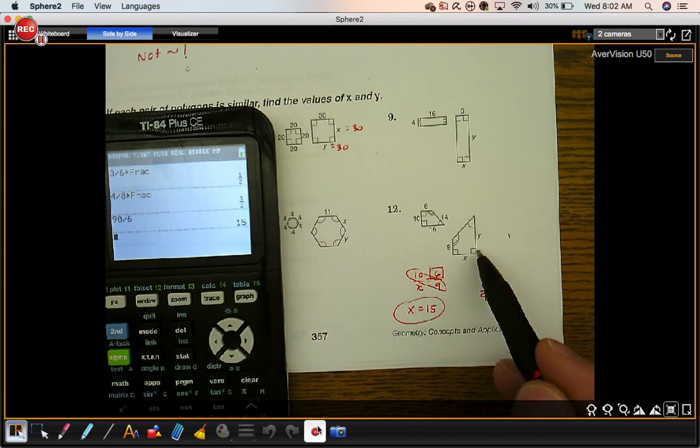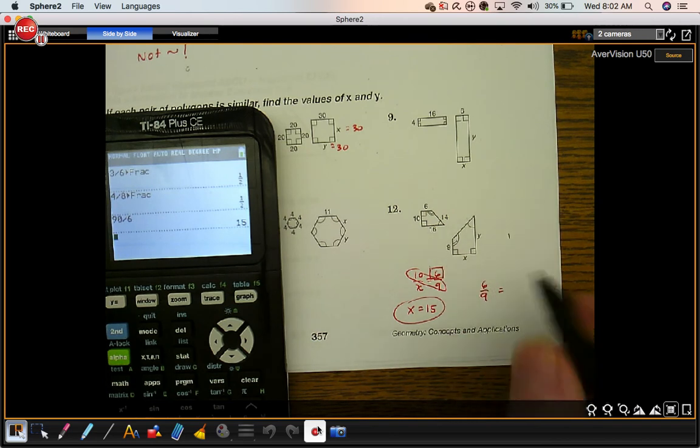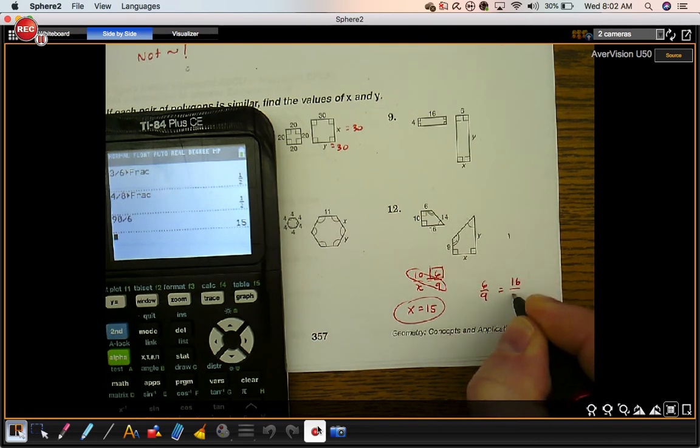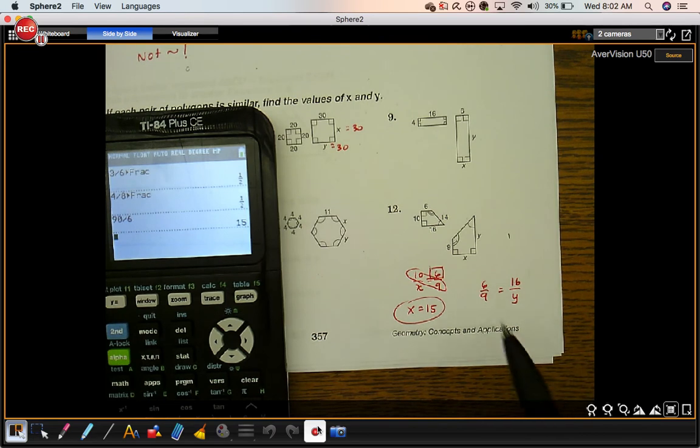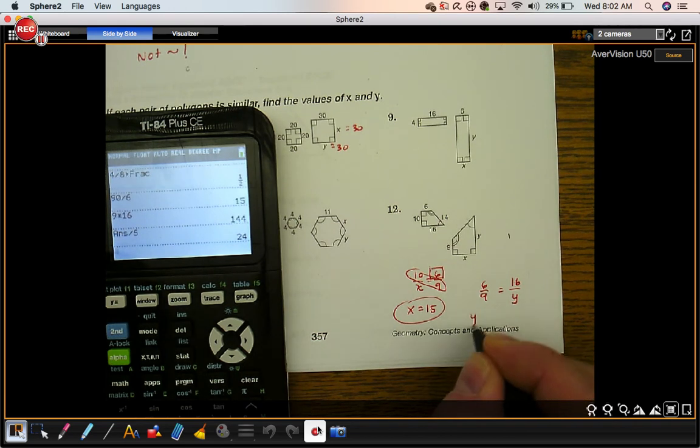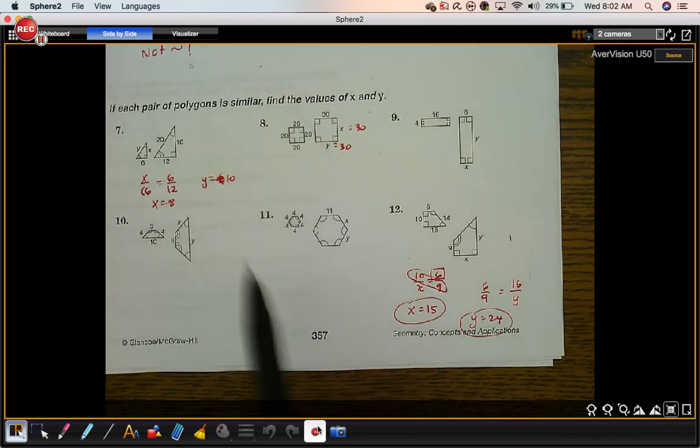What's the y go with? Touches a right angle and an angle with one arc. It goes with the 16. Make sure you put your 16 in the correct place, otherwise you're going to get the wrong answer. 16 is definitely smaller than y. It comes from the smaller figure. So let's cross multiply. 9 times 16 and then divide by 6. You do the rest of these exactly the same way.